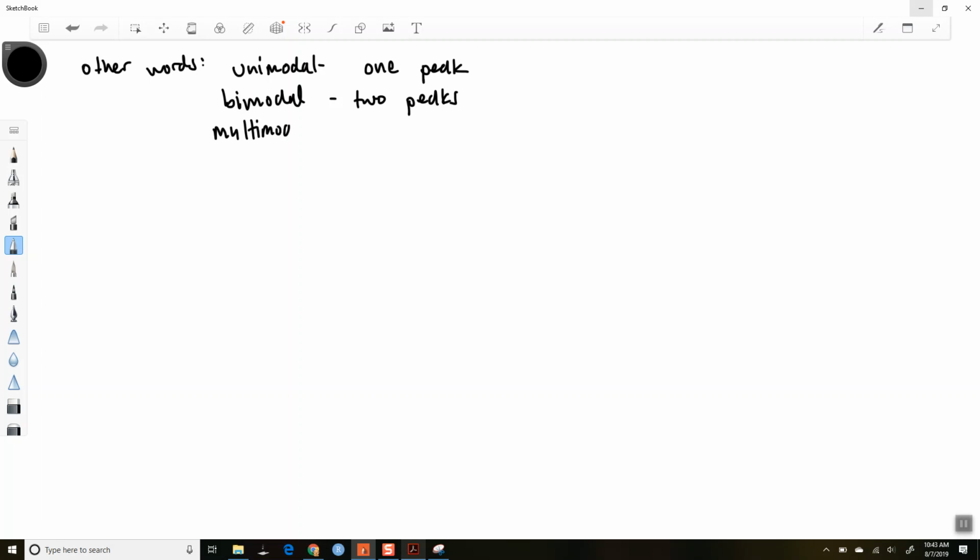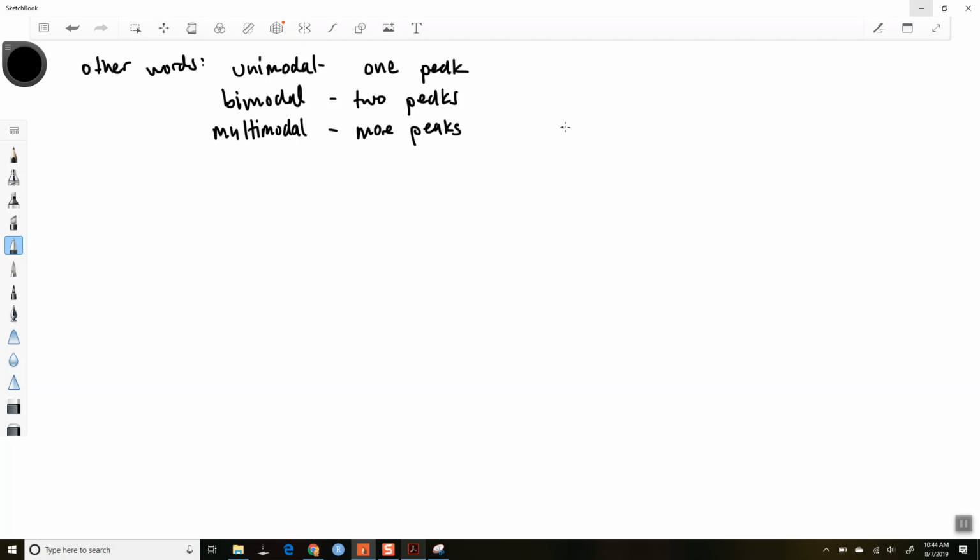There's a few other words that you should be familiar with. Okay, unimodal would be like one peak. Bimodal is 2 peaks. And then generally anything more than that we would just say multimodal. It's not wrong to say trimodal or quad modal, I don't know.